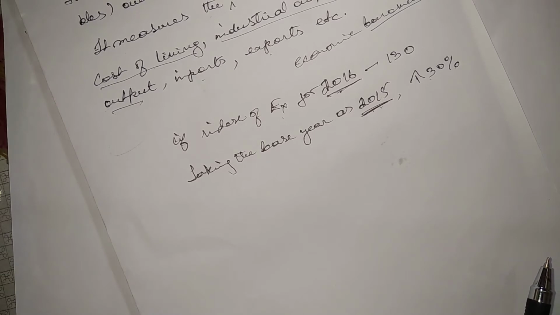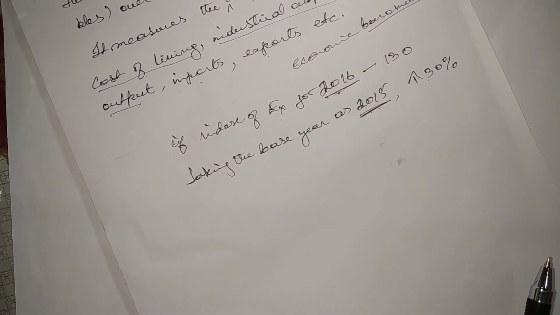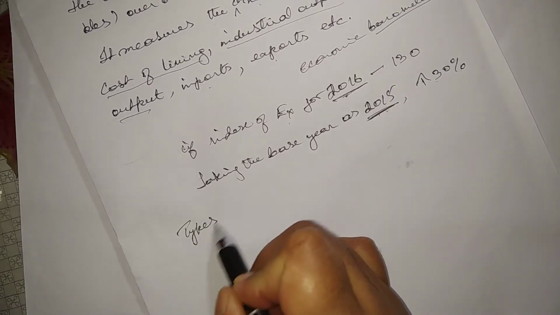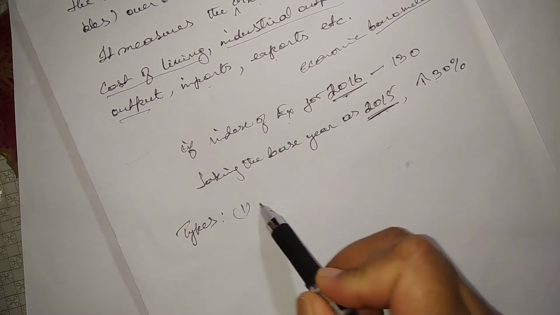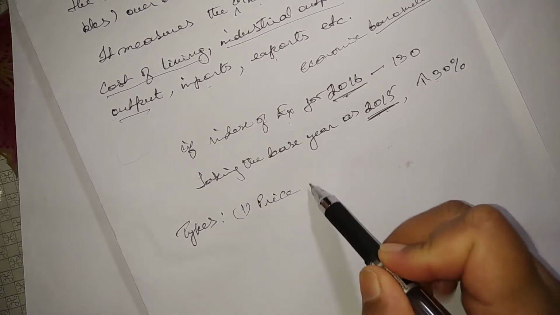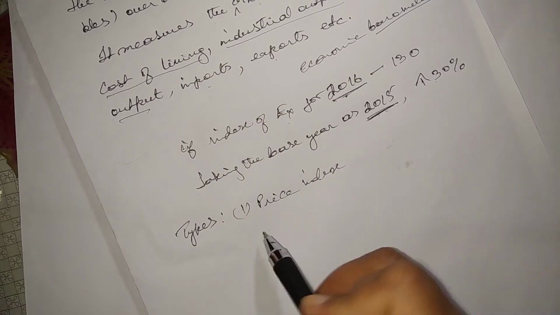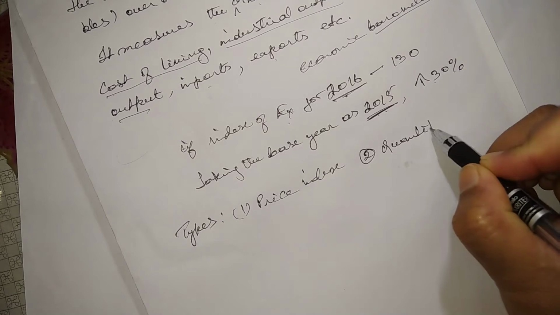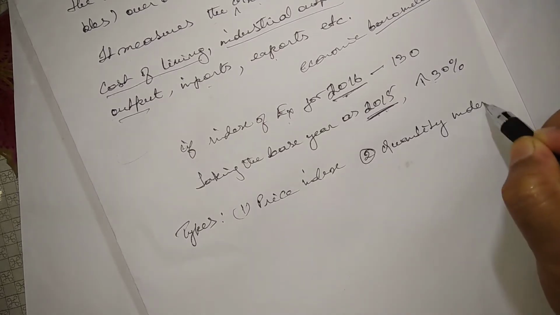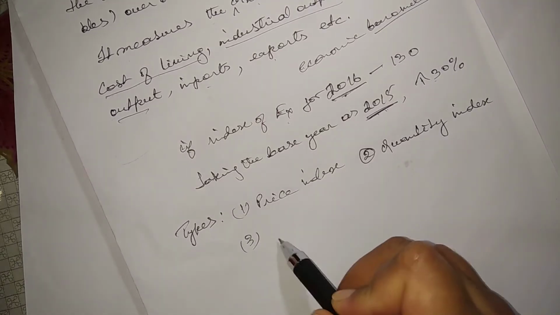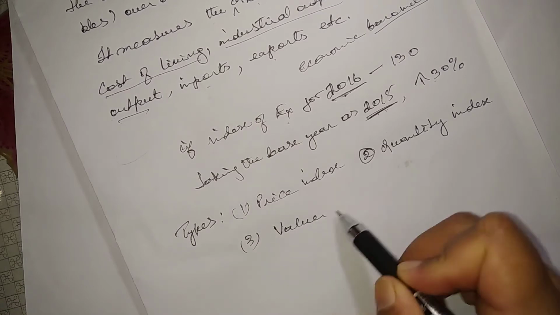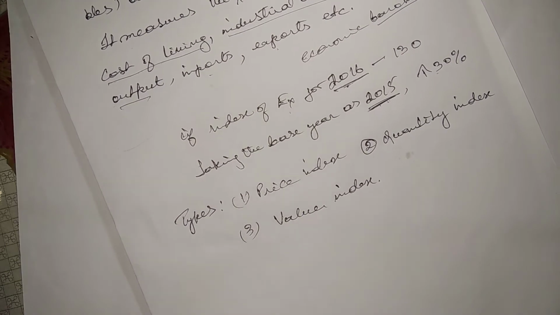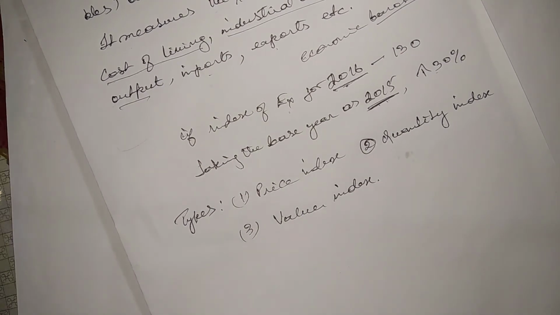So there are a few types of index number, or we can say categories. One is the price index or price indices, the second is the quantity index, and the third is the value index.